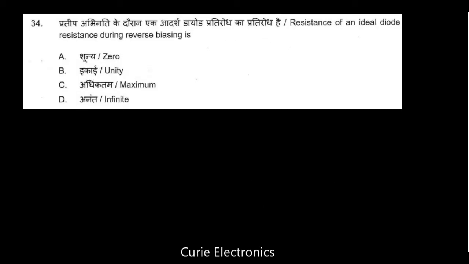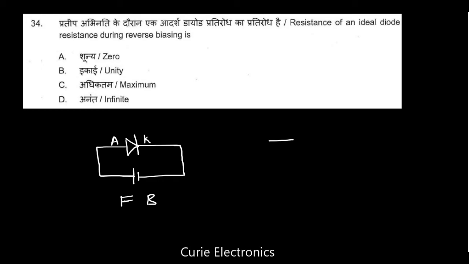Question number 34. Resistance of an ideal diode during reverse biasing. We are considering an ideal diode, with anode and cathode. We apply positive potential to the anode and negative potential to the cathode. This is the forward biasing of the diode. An ideal diode's resistance is equal to 0 when it is forward biased.